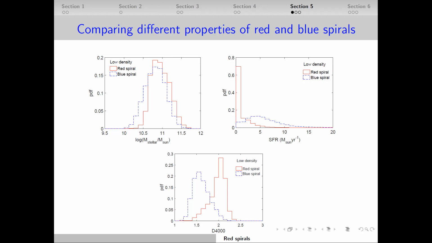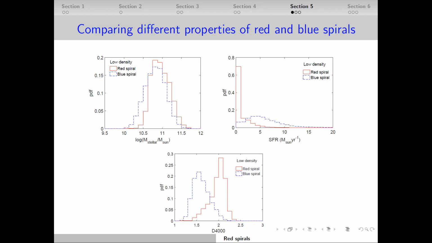In order to check whether the differences in the properties are due to the local environment associated with red and blue spirals, we further divide our red and blue spirals in our volume limited sample into low density and high density regions based on the median density of the combined red and blue spirals. Now, in both the low density and high density regions, we again compared the distributions of stellar mass, star formation rate and D4000 and found that the two distributions corresponding to the two populations vary statistically at 99% confidence level.